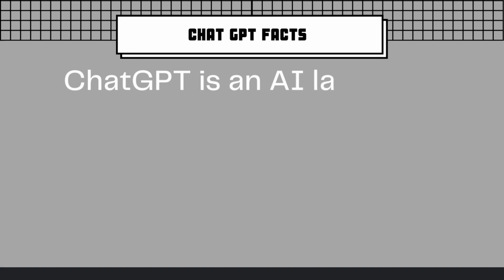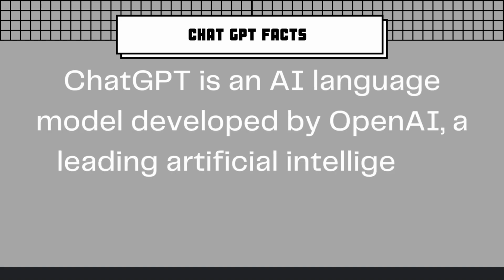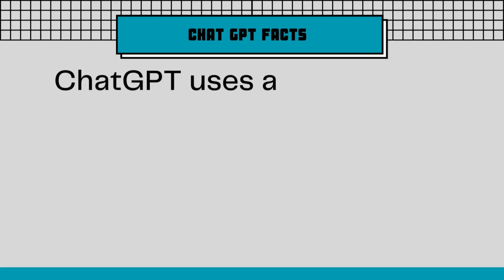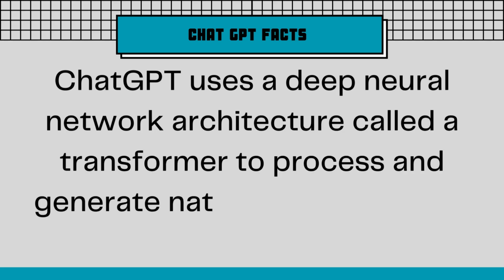ChatGPT is an AI language model developed by OpenAI, a leading artificial intelligence research organization. ChatGPT uses a deep neural network architecture called a transformer to process and generate natural language text.